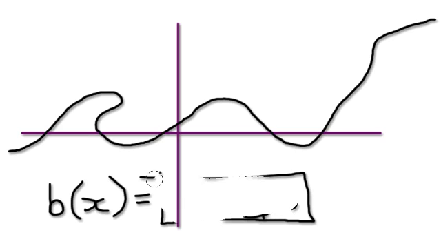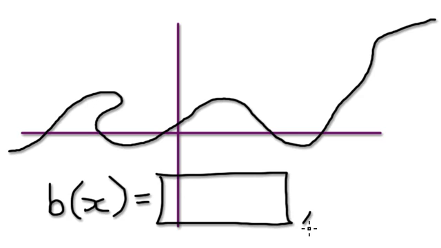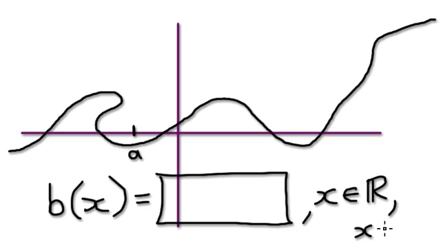So I would need to supply something here to create this graph. I would need to fill in this blank. But then I also need to say, by the way, x could be anything in the real number line, and also x has to be greater or equal to a. Let's just say this part here is a. By me specifying that x has to be greater or equal to a, I've now in effect created a function.